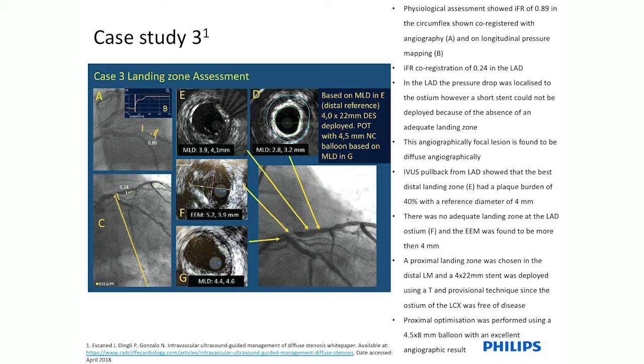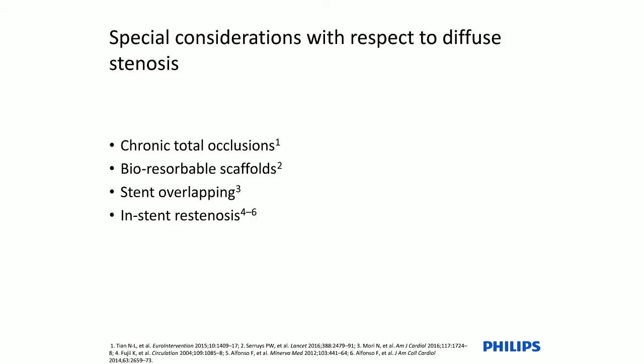So once we choose the proximal landing zone, we decided, of course, given the very ostial location of this stenosis, to land in the left main, and then we choose a 4.0 by 22 millimeter stent that was deployed with a T technique in the circumflex. And later we performed an optimization with a 4.5 millimeter balloon with an excellent result. So those are examples that basically illustrate the relationship of the information that we obtained with both physiology and IVUS to apply the algorithm that we described before.